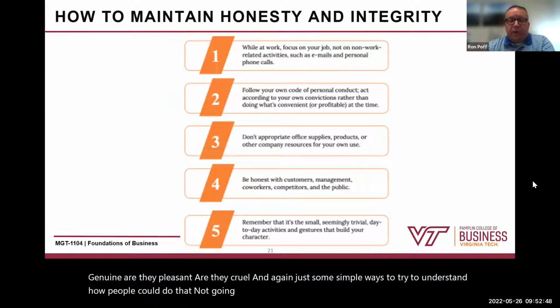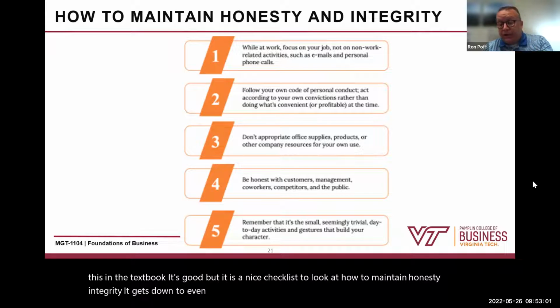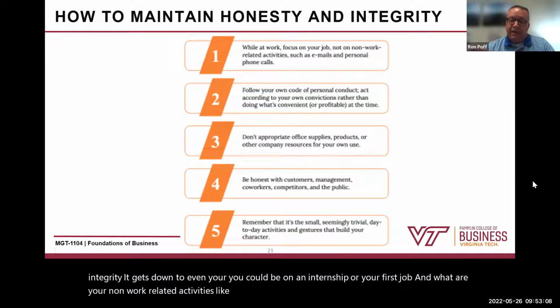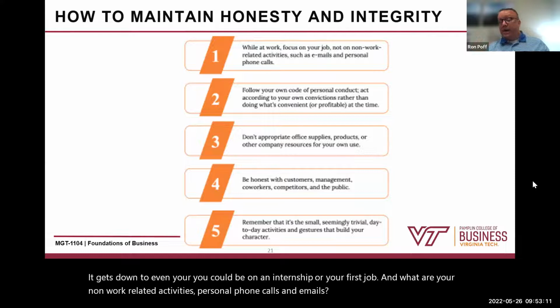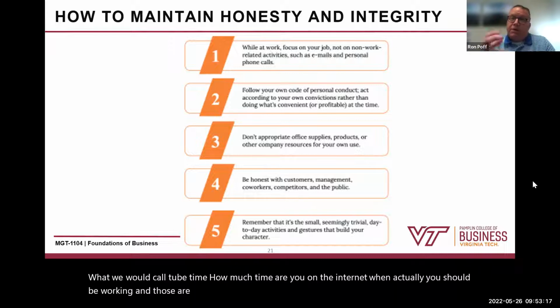Not going to go through this particular chart. You certainly have this in the textbook. It's good, but it is a nice checklist to look at how to maintain honesty, integrity. It gets down to, you could be on an internship or your first job, and what are your non-work related activities, like personal phone calls and emails, what we would call tube time? How much time are you on the internet when actually you should be working? And those are things that start to speak to honesty and integrity.